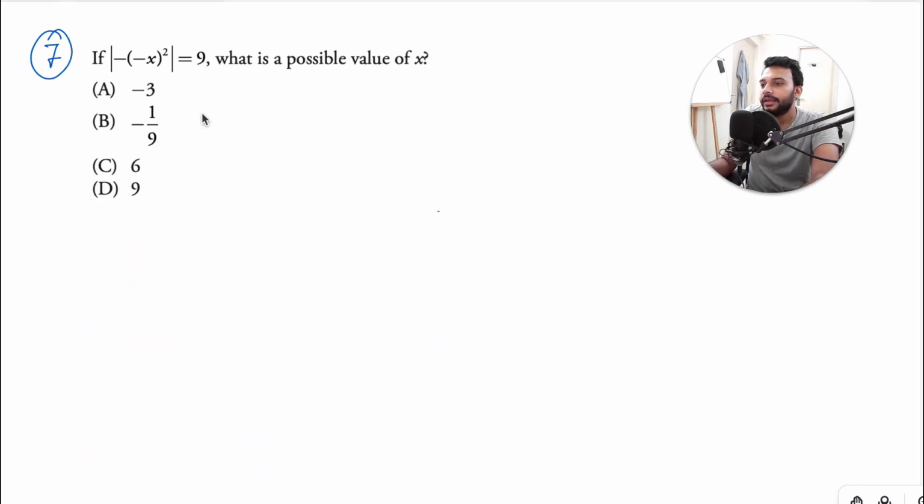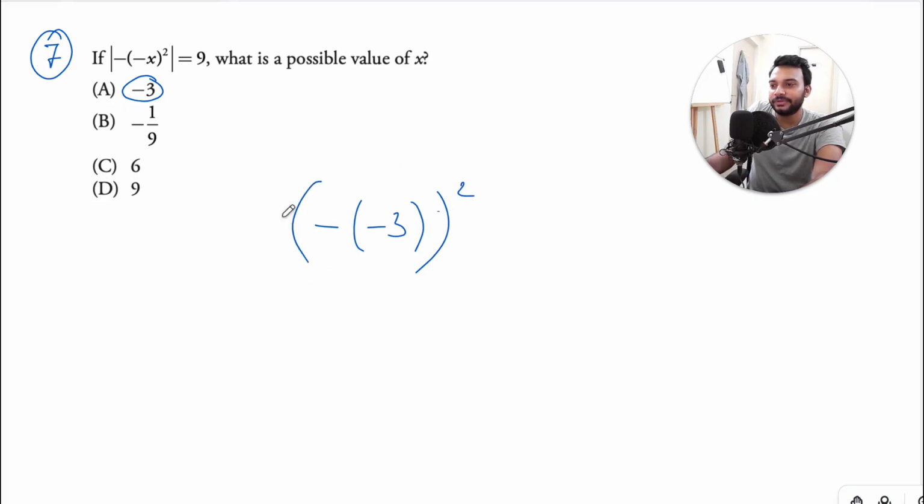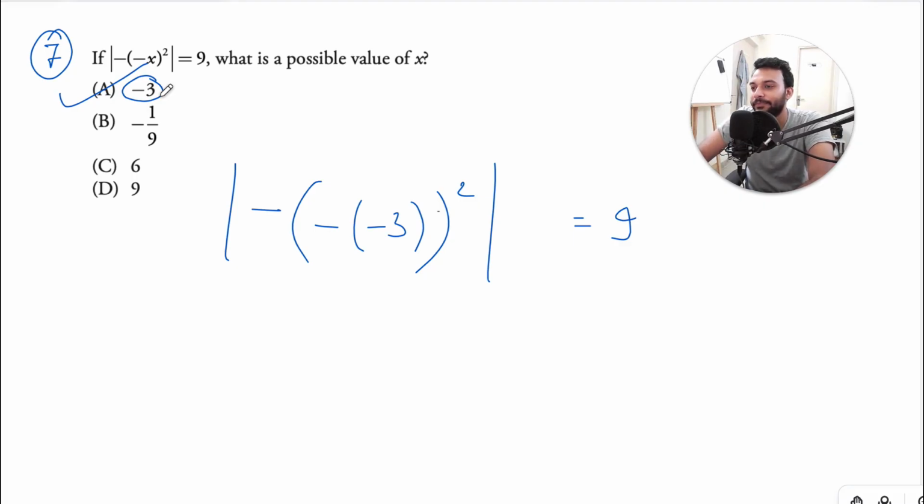Okay, if mod of negative x squared is equal to 9, what is a possible value of x? Looks like a pretty obvious question. So let's try option A, which looks the most obvious. I do negative of negative 3, this thing squared, because negative x, then a negative outside, and then a mod. So negative of negative 3 is a positive 3 squared is a 9, negative 9, absolute value is a positive 9. That's simply option A. That's the correct one. Yep.